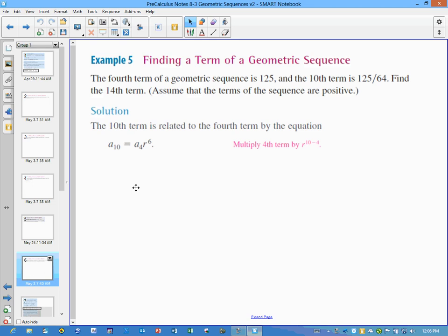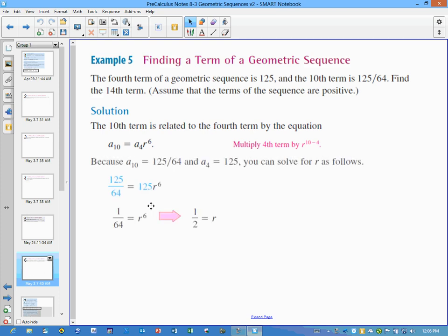All right, so for our solution, we're going to start with the 10th term in relation to the 4th term by the fact that the 10th term would be the 4th term times 6 ratios. If you went from the 4th term to the 5th term, you multiply by 1 ratio. To go from the 4th term to the 6th term, it would be 2 ratios, etc. So to go from 4 to 10, we're multiplying by 6 ratios. So this here means I can substitute in, I know what a sub 10 is, I know what a sub 4 is, substitute those in. I can solve for r and find that r is 1/2.